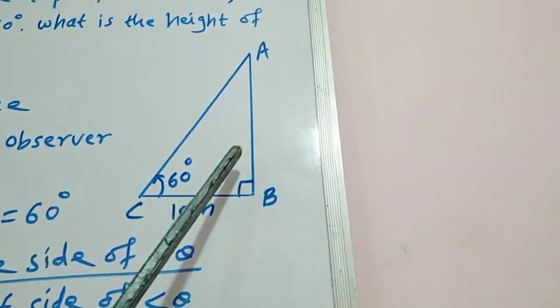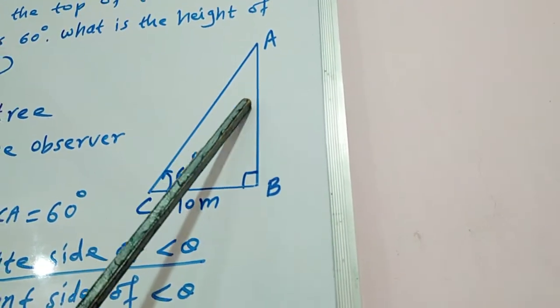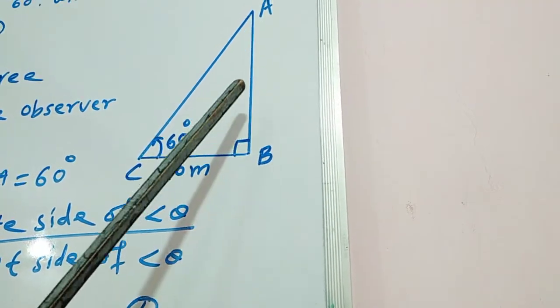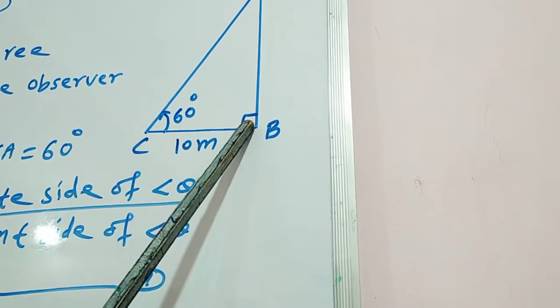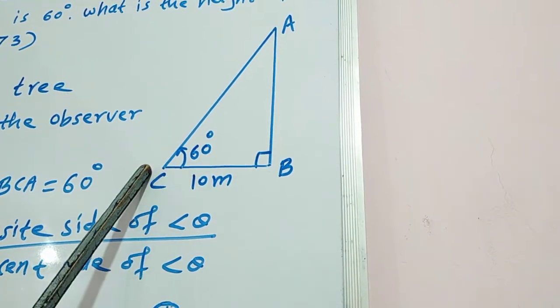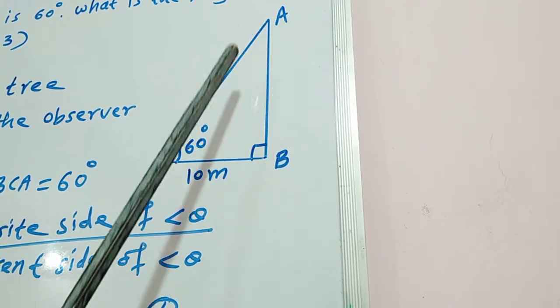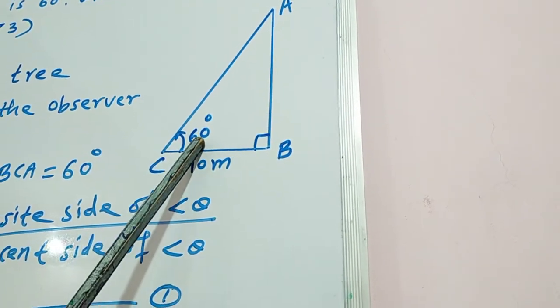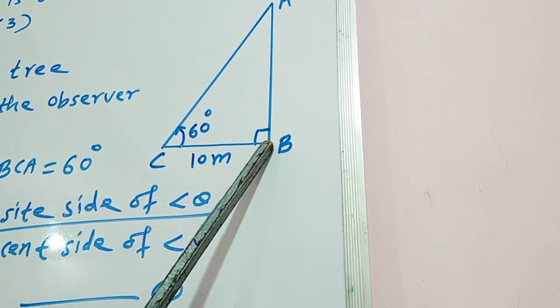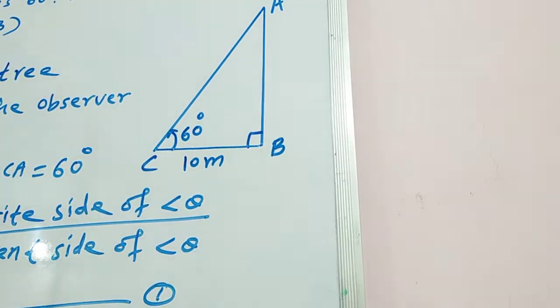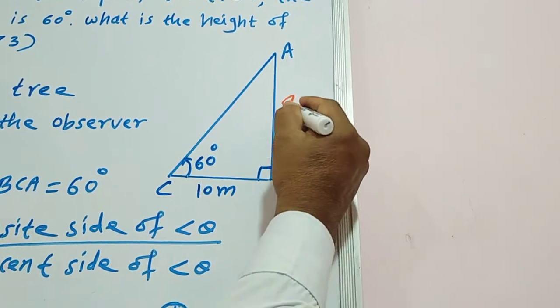Suppose AB is the height of the tree. Now the tree is perpendicular to the ground. This BC is ground level. Now AB is perpendicular to BC, so this angle is 90 degree. An observer is standing at C. This observer is looking at the top of the tree. That time there is an angle of elevation of 60 degree. The distance between the tree and the observer is 10 meter. Then we have to find the height of the tree AB here.